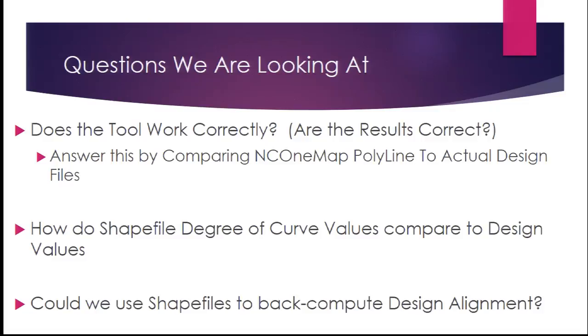And then could we use shapefiles to back compute design alignments? I'm convinced that this is possible to a certain level of uncertainty. You can't get it perfectly, and it's something that I hope to do in my time at NC State as a student, is to develop a tool that will take those and go all the way back. So roadway designers who don't have the original plans can use the shapefiles. Rail designers or stream restoration people. And of course there are no plans for streams, but you do need to know what those radiuses are.